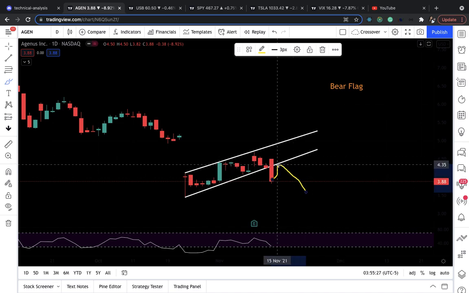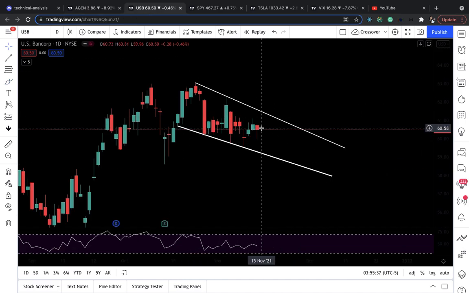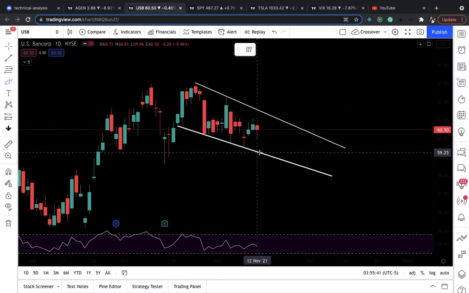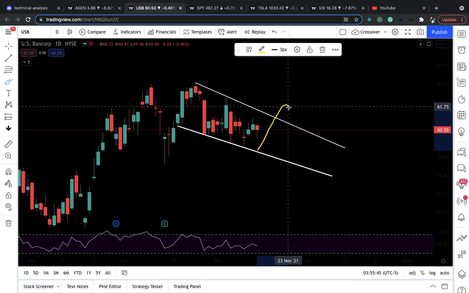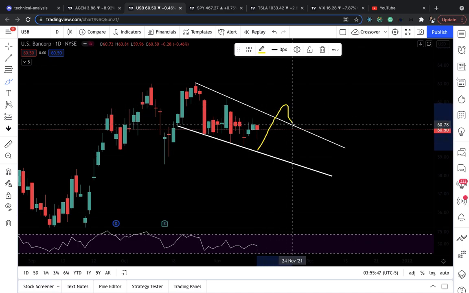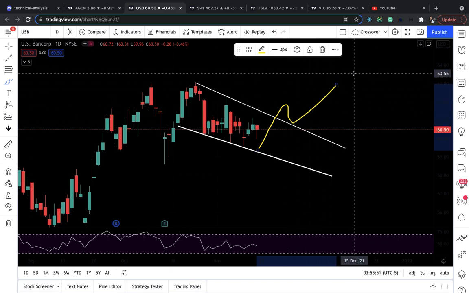Around here is where you would enter. Okay? This pretty much confirms that this is not a false breakdown. Okay? Same with a bull flag. This hasn't happened yet, but the same thing. You can either enter here, or if it breaks out, you can wait for the retest. It confirms this is not a false breakout, and then boom. Okay?